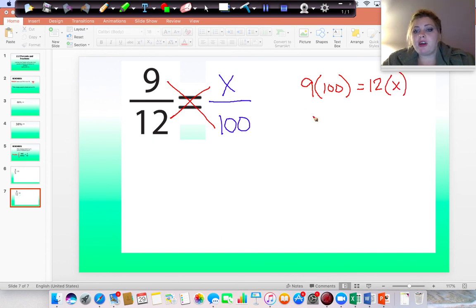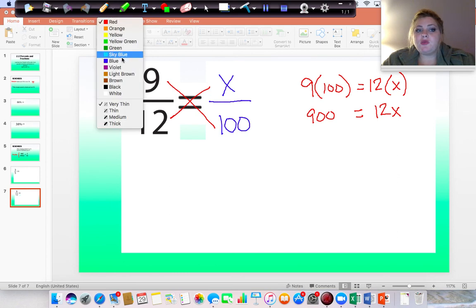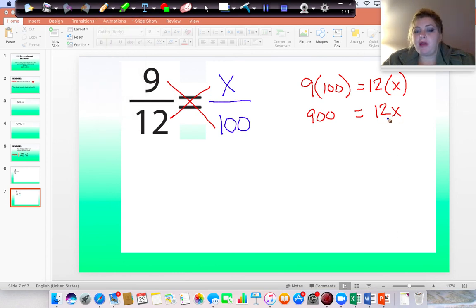9 times 100 is 900. And 12 times x is 12x. When a letter is next to a number, like here, that means we are multiplying them. But to solve a multiplication equation, you have to do the opposite of what's happening. So instead of multiplying by 12, you have to solve this by dividing both sides by 12.